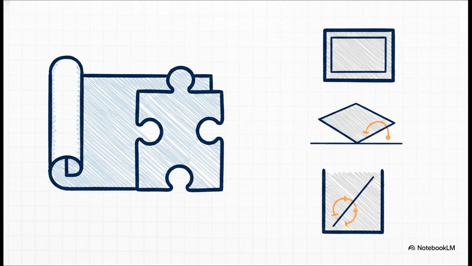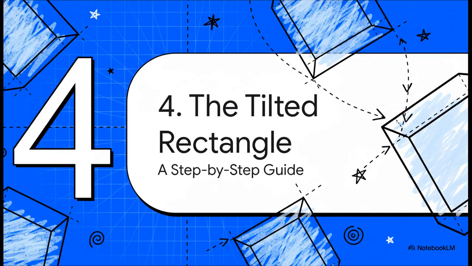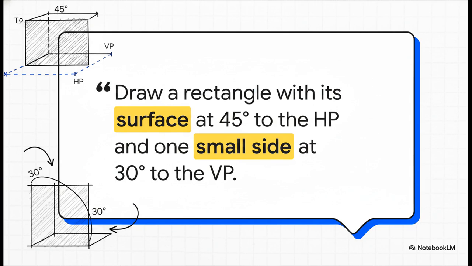These are the clues we have to work with. So, enough theory, let's actually solve one. We're going to do a step-by-step walkthrough of a classic problem, drawing a rectangle that's tilted in two different directions. So, here's our mission, straight up. We've got a rectangle, 30 by 50 millimeters. Its surface is tilted 45 degrees to the floor, and one of its short sides is tilted 30 degrees to the wall. Our job is to draw the top and front views.